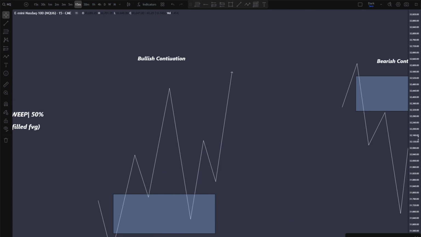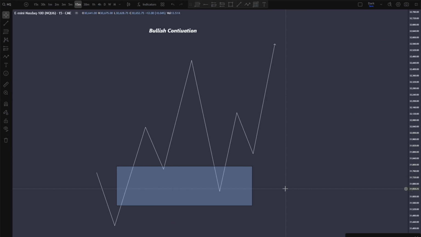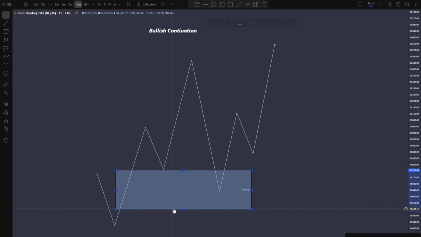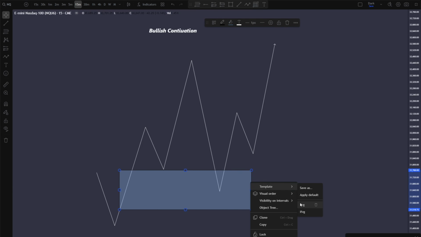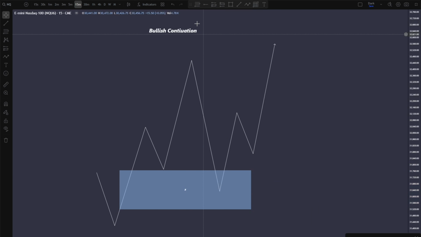So this is going to be an example of the bullish continuation. So say this is a high time frame fair value gap. All right, this is like market open here.